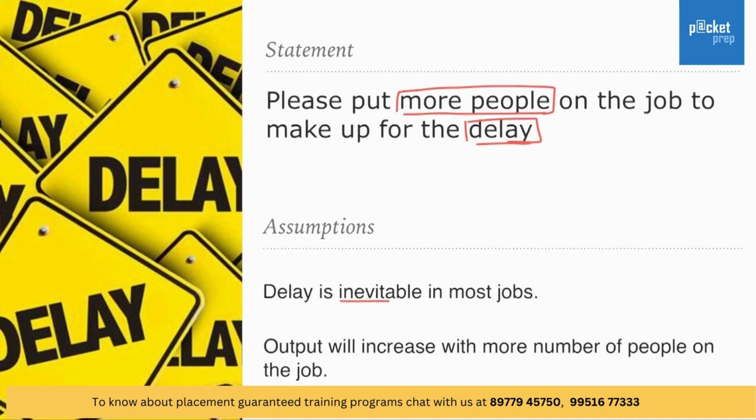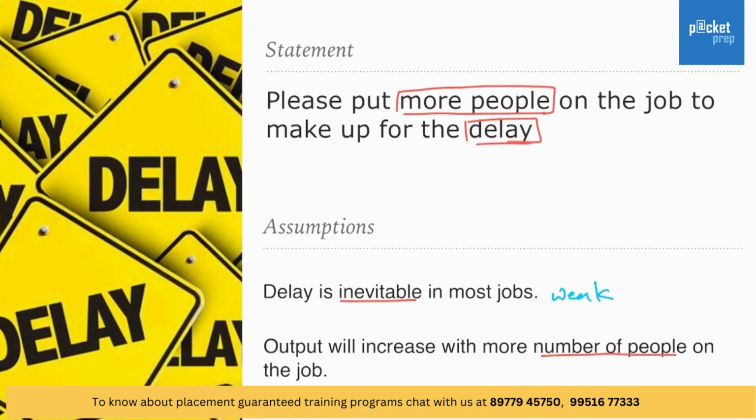Delay is inevitable in most jobs. The second one, output will increase with more number of people on the job. Now analyze both of these assumptions. First, think about the delay. Delay is inevitable in most jobs. What do you think? If you look at our personal experiences, we know there could be a delay, but we cannot write off that there will be delay in every job. So therefore, this is not strong. This is actually weak. So we cannot go by this assumption.